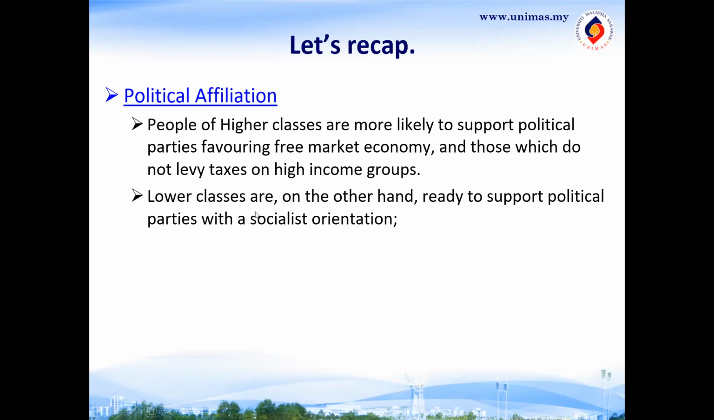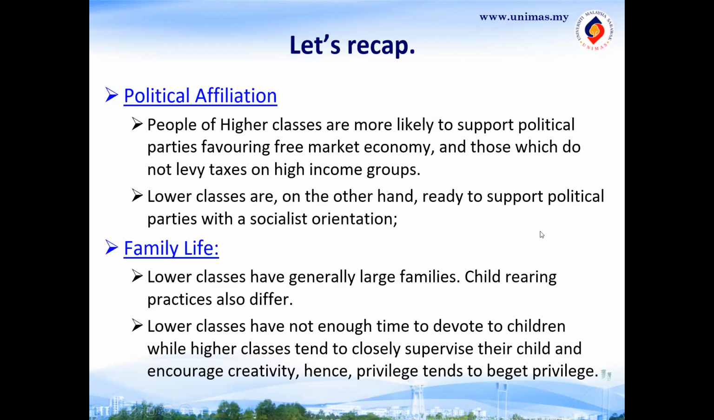Itu the dual political party system yang ada di Amerika. In terms of family life, lower classes have generally large families, right? So childbearing practices also differ, and in lower classes also they don't have enough time to devote to children.